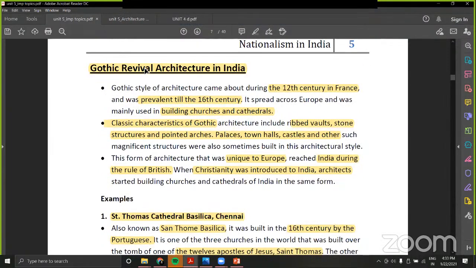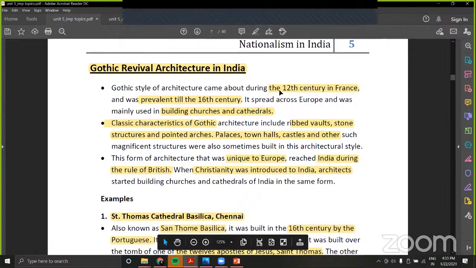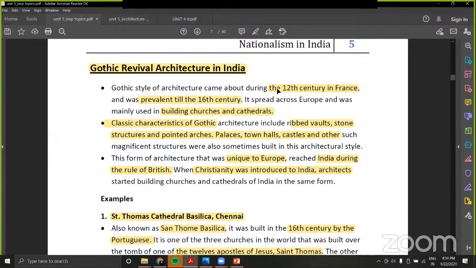After neoclassicism, we had Gothic revival architecture in India. That is from the 12th century, when France prevailed until the 16th century. So nowadays we can see in Pondicherry there are still buildings constructed by the French, and Pondicherry is considered one of the most aesthetic places we have. You can see on Instagram most of the photo shoots happen there because of the buildings.